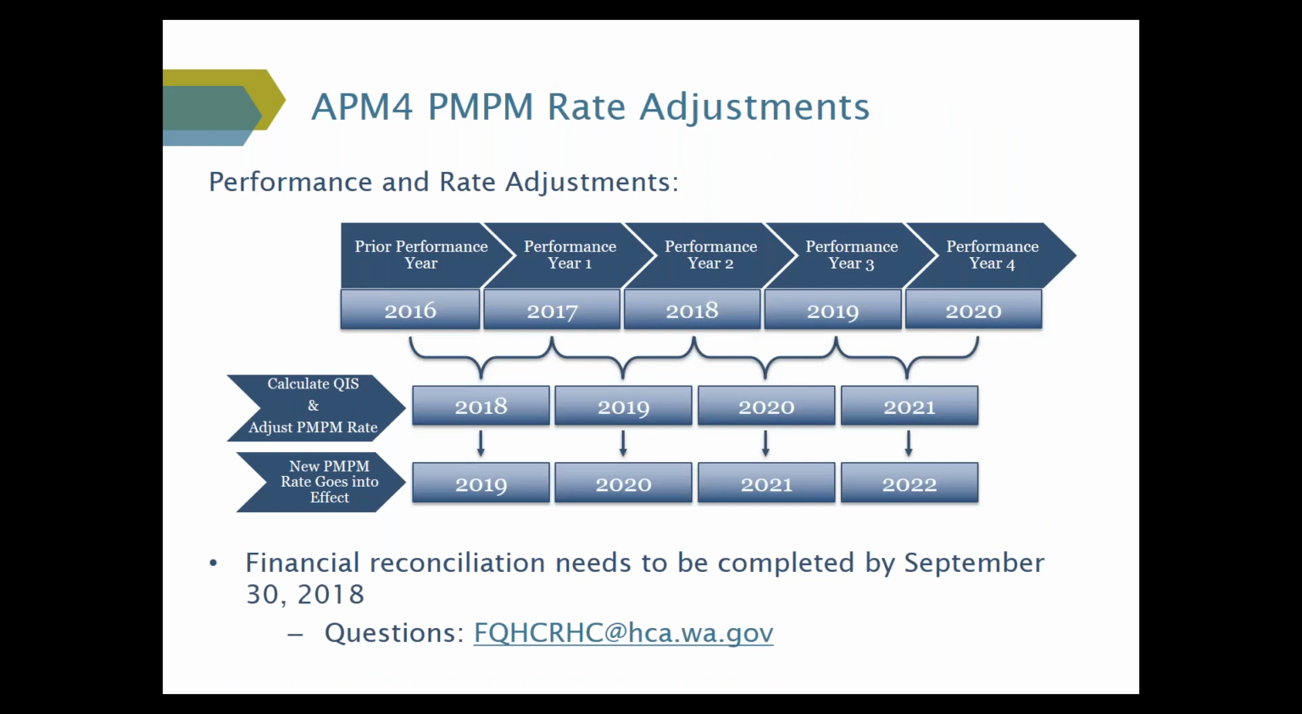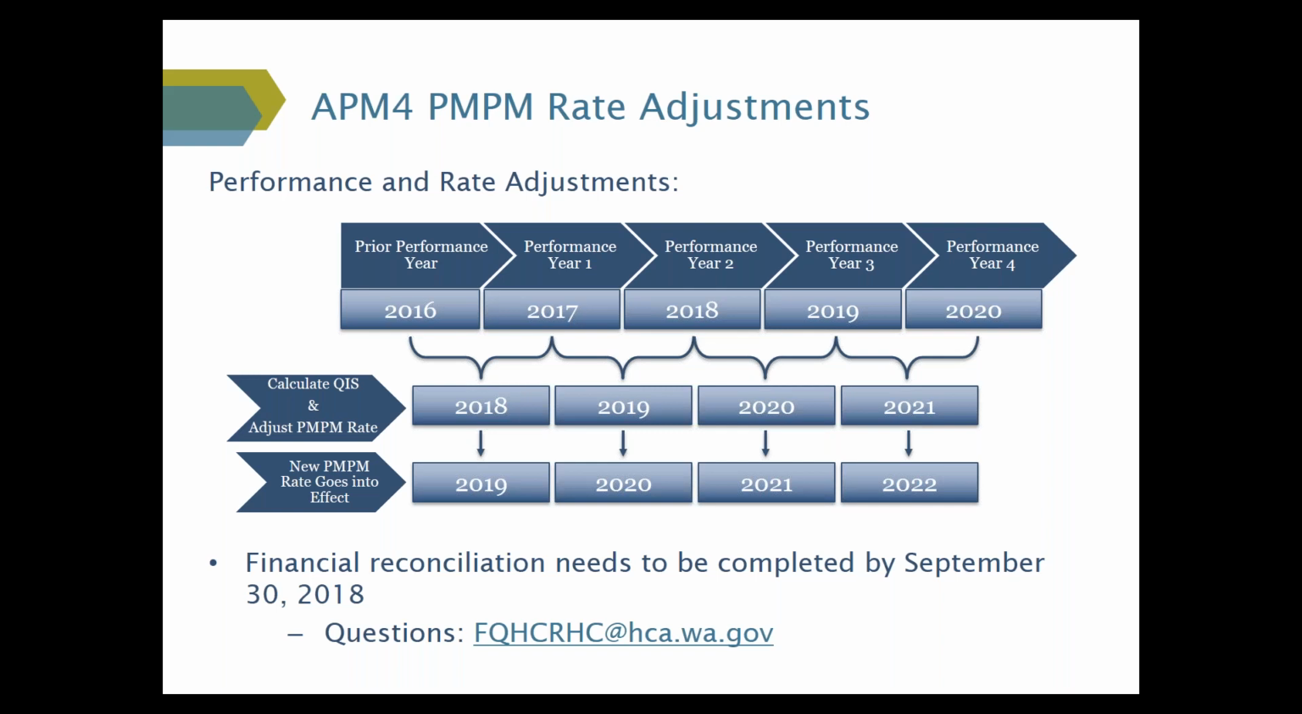So, as I mentioned before, this is a refresher on how the rates are calculated and where your performance comes out in terms of a financial impact. So for the current reporting year, we're in 2018. We're comparing 2016 to 2017. This current year, we're calculating your QIS, so your 2017 compared to 2016, per that tool that I just showed you. We'll use that to apply essentially that percentage to your non-billable encounters, and that will impact your rate in 2019.